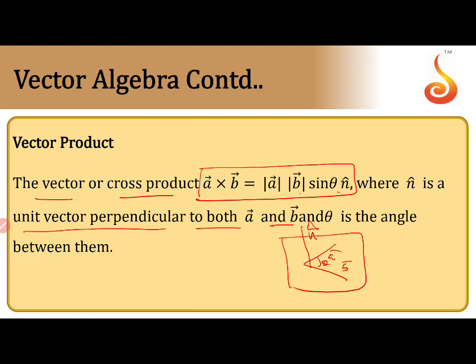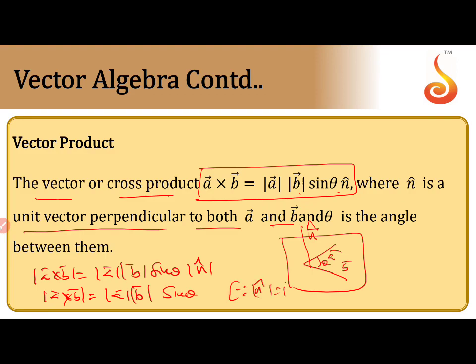So what is A cross B? Modulus A modulus B sin theta into n cap. What is A dot B? Modulus A modulus B cos theta, with no extra term, whereas the cross product has the extra term n cap. If you take the modulus of A cross B, it is modulus A modulus B sin theta into modulus n cap. n cap is a unit vector, so its magnitude is 1. Therefore the magnitude of A cross B is modulus A into modulus B into sin theta.